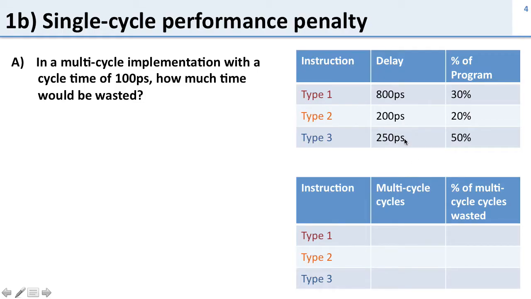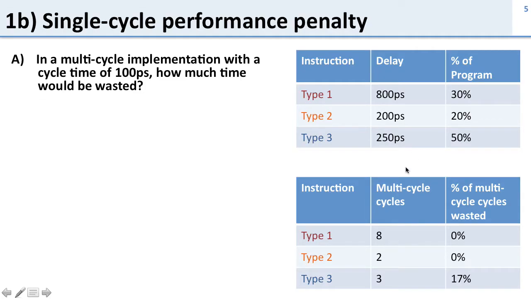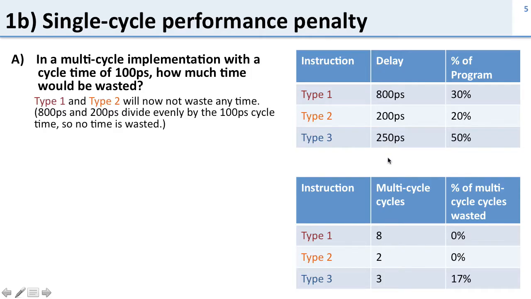So the first thing to do is look at these and see how many cycles they are going to take. The first type of instruction, type 1 here, is going to take 8 cycles to complete because it's 800 picoseconds, and we have 100 picoseconds per cycle. The next one's going to take 2 because it was 200 picoseconds. And the last one is going to take 3 cycles because we need 300 picoseconds to finish this, but we're going to waste a bunch of the time there. So you can see over here we're going to waste 17% of the time, because for 50 of the 300 picoseconds we're not going to be doing anything.